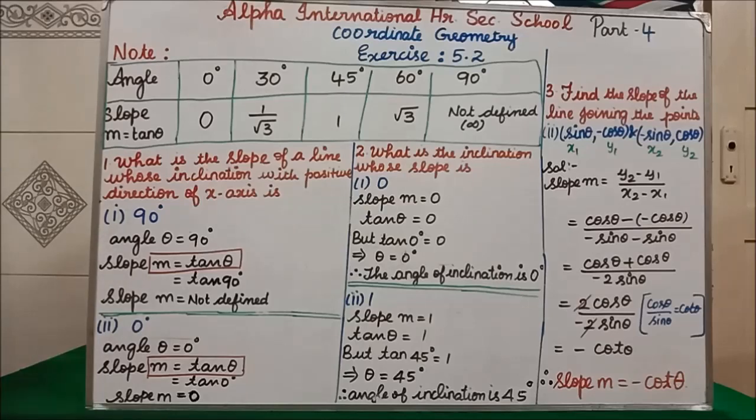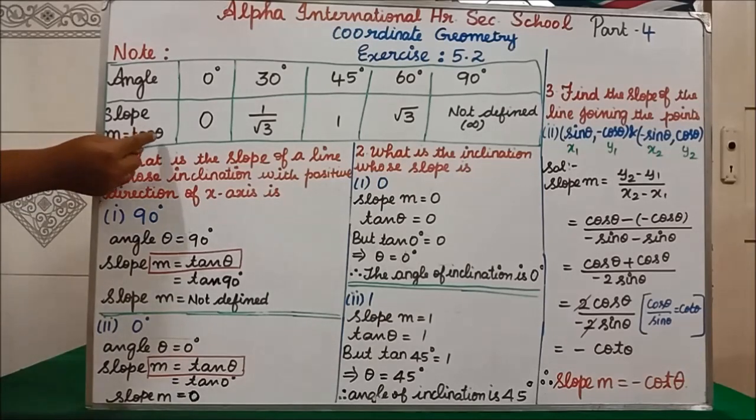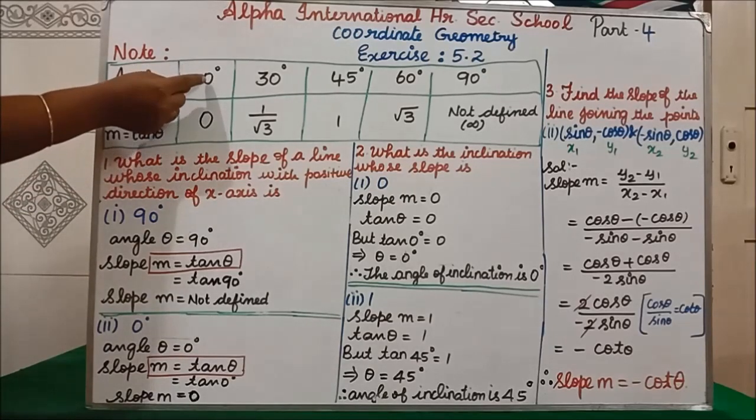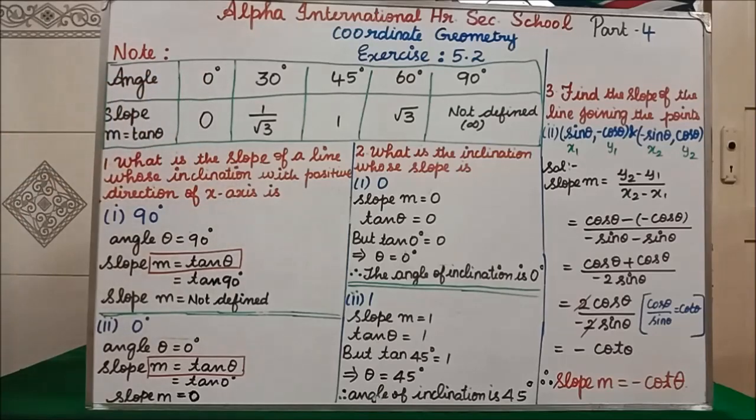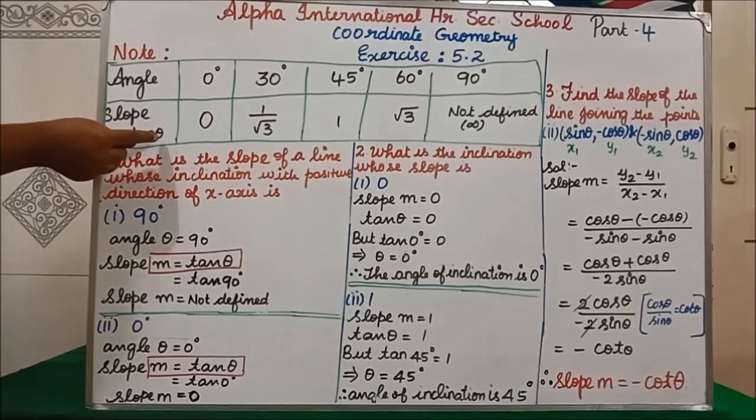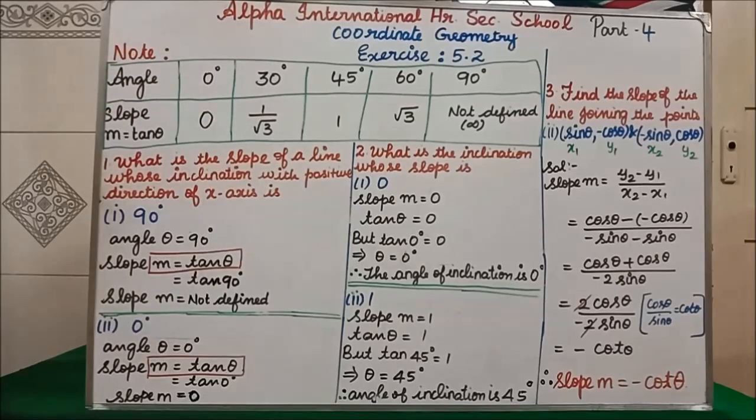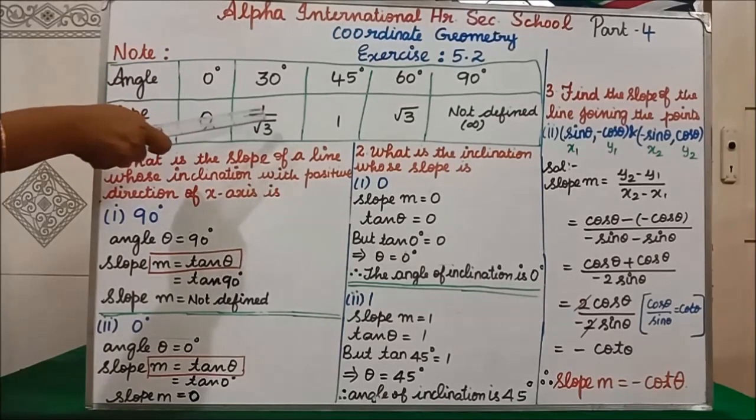These values will be in your trigonometry. That time you will learn deeply. Now just know the values alone. See, if angle 0 degree, the answer is 0. If instead of theta you substitute 0 degree, you will get 0. Similarly, if you substitute 30 degree, you will get 1 by root 3.